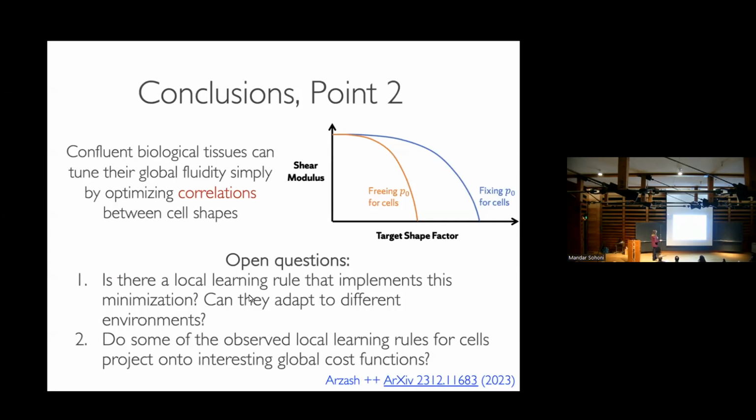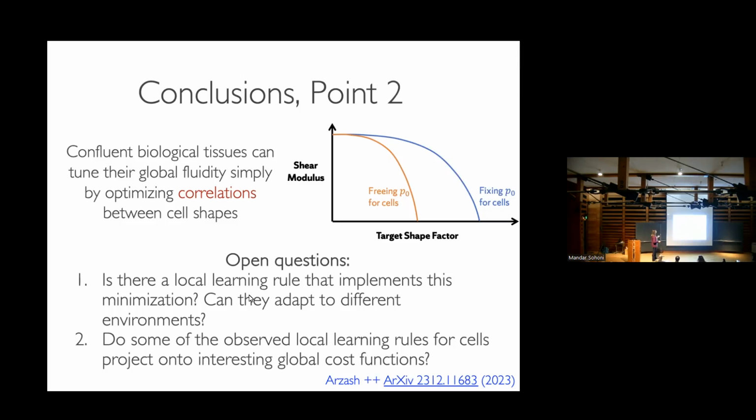Okay, so the conclusion for this point is that biological tissues can tune their global fluidity simply by optimizing correlations between cell shapes. And that suggests that these tissues could potentially be doing learning. I don't know if they are, but I just want to throw it out there that they definitely could be. So it's sort of in the tiger analogy that Eric introduced earlier, which I really like. It has the ingredients to be a tiger. We haven't shown it's a tiger, but it has the ingredients to be a tiger.